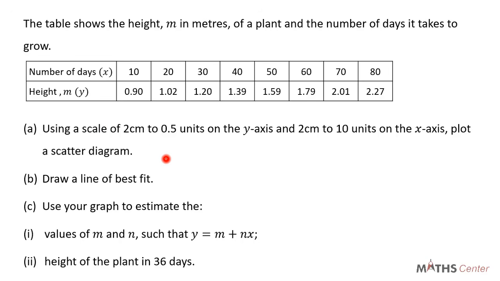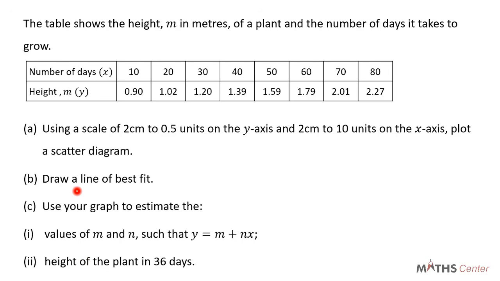Using a scale of 2 centimeters to 0.5 units on the y-axis and 2 centimeters to 10 units on the x-axis, plot a scatter diagram. B. Draw a line of best fit. C. Use your graph to estimate the values of m and n such that y is equal to m plus nx. And II. Use your graph to estimate the height of the plant in 36 days.